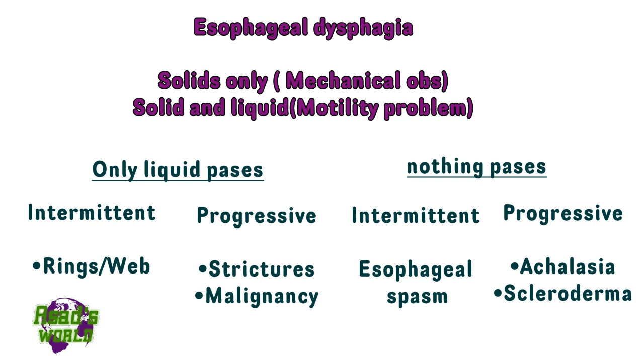If it is intermittent, meaning it comes and goes, then the cause will be a ring or VAPS. If it is gradually increasing, there must be a stricture or malignancy involved. If nothing passes and the problem comes and goes, the cause will be esophageal spasm, and if it increases gradually, it is achalasia or scleroderma.